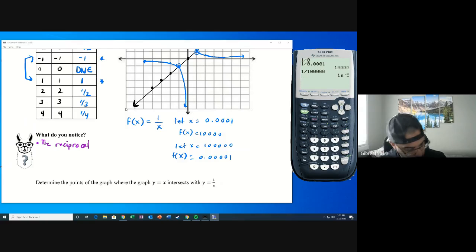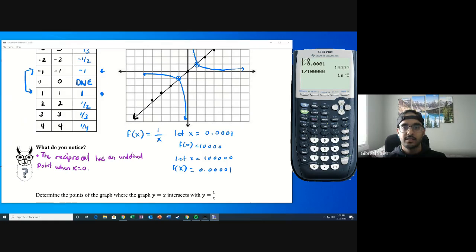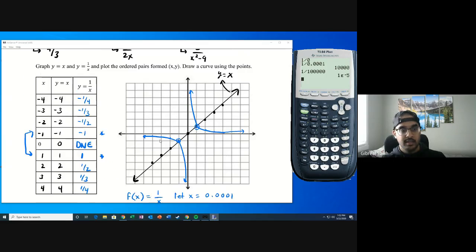Reciprocal. Okay, so their reciprocal has an undefined point when x is equal to 0. If I have something that's undefined here, remember back to when we talked about rational expressions. That meant I had a non-permissible value. So there's an NPV here from the rational expression. And that non-permissible value came from that denominator, which in fact was the original function.